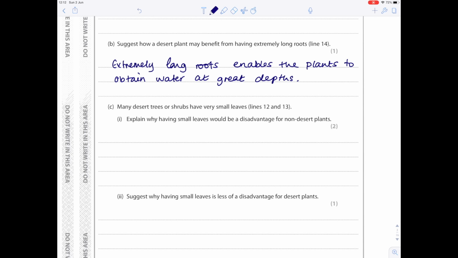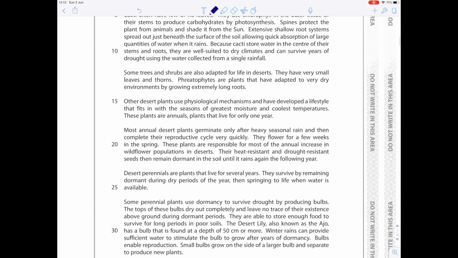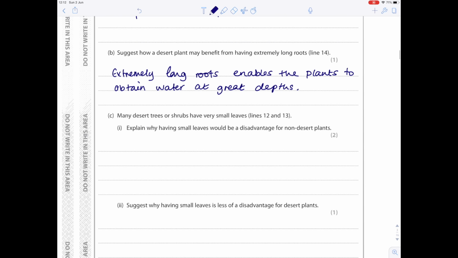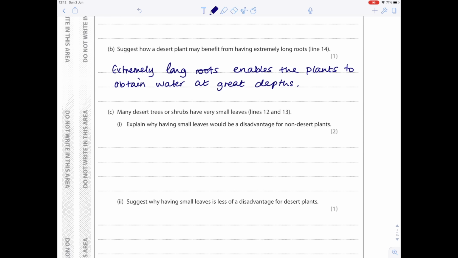Many desert trees or shrubs have very small leaves, lines 12 and 13. Explain why having small leaves would be a disadvantage for non-desert plants. Okay, 12 and 13. Some trees and shrubs are also adapted for life in deserts. They have very small leaves and thorns. Don't know why we constantly have to refer to this when it doesn't tell us anything.